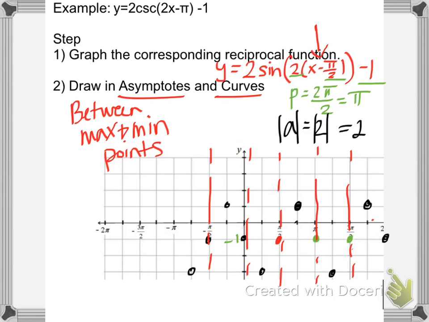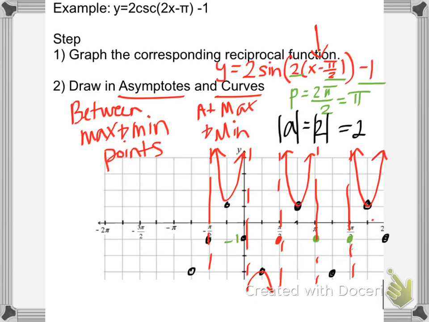Sometimes it may be easier to start with the curves and then find the asymptotes second. So the curves are simply at the max and min. And remember, it's a U shape and it goes away from the sine curve. So it's going to go up at the maximum and down at the minimum. So these are my curves for my cosecant graph. So this is my cosecant graph, the graph that's in red here with the asymptotes and the curves. So again, it may be helpful to do the curves first and then do the asymptotes. And you'll see me doing that in secant, so you can get a picture of that.